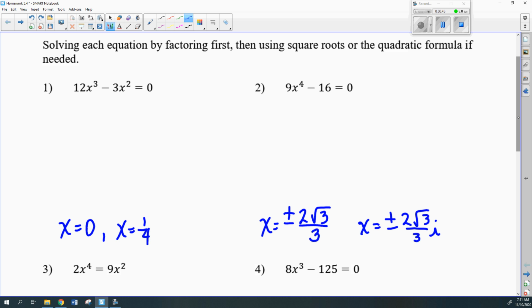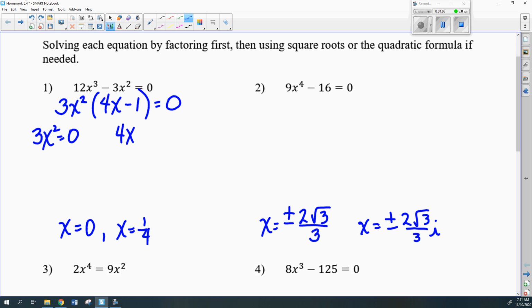So in number one, it's already equal to 0. So remember, you want to look for the GCF first, and that is 3x squared. And so when you divide your pieces by 3 and take out x squared, you're left with 4x minus 1. You cannot factor that more, so you are ready to set both of your factors equal to 0, and now you have to solve them.